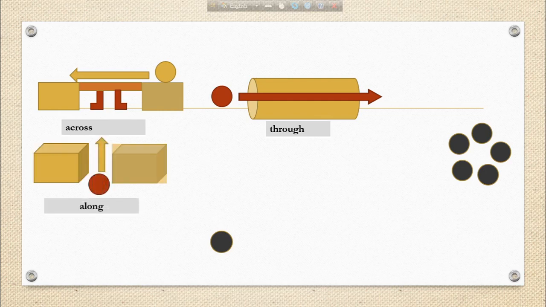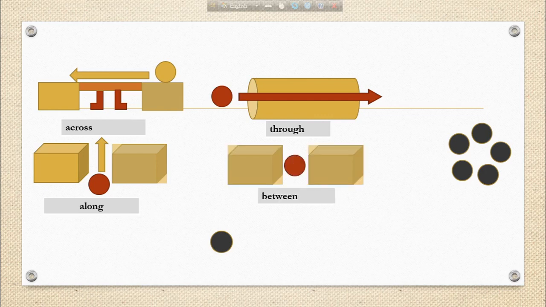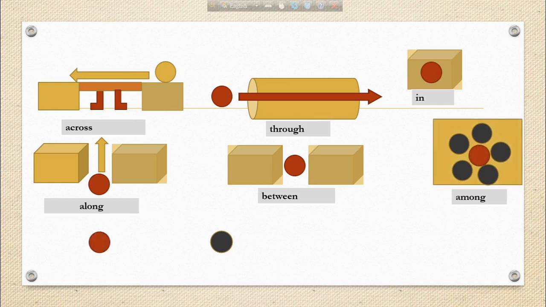This type of case we say along. For example, we say he is going along the road. And this is between. The ball is between the boxes. And this is in, among. So this is opposite. When we have something at the other side of something else, then we use the preposition opposite.